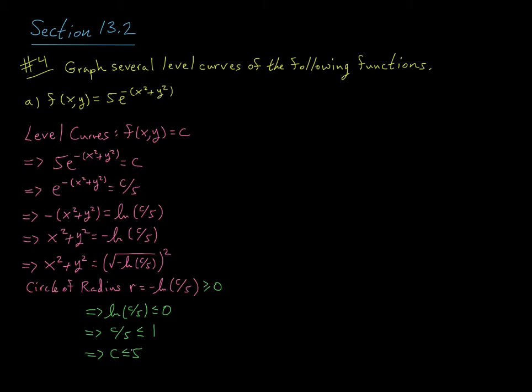So that's telling us that our surface has a maximum altitude of 5. In other words, our surface lives below the plane z equals 5. We are going to touch z equals 5, as we'll see in a moment, but let's keep this in mind. Now let's go ahead and look at the graphs.